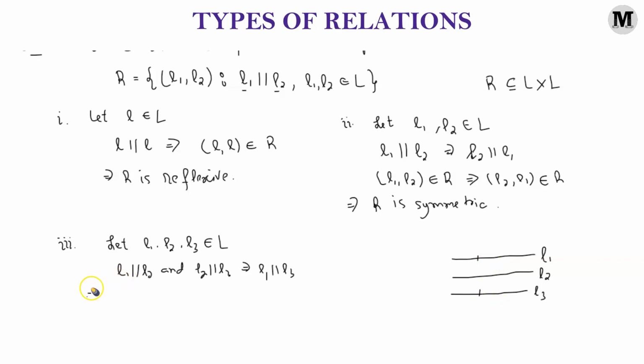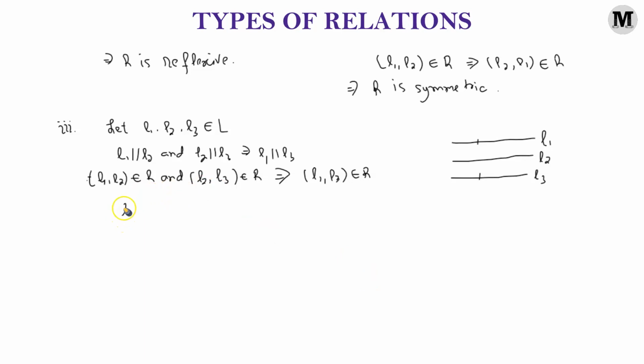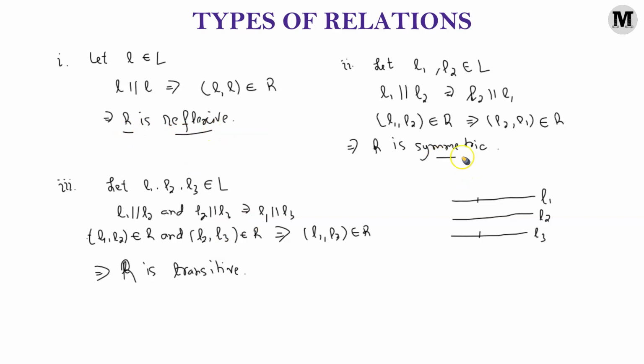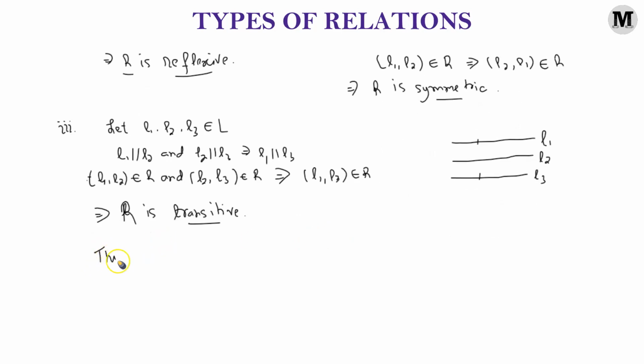In other words, if the ordered pair (L1, L2) belongs to the relation R, and the next ordered pair (L2, L3) belongs to the relation R, this simply implies that (L1, L3) also belongs to the relation R. Now what does it mean? When this is the case, we simply say that the relation R is transitive as well. So for this particular problem, we are able to show that the relation R is reflexive, symmetric as well as transitive. Since all three properties are in place, we can say that R is an equivalence relation.